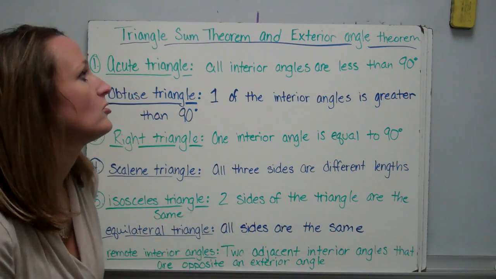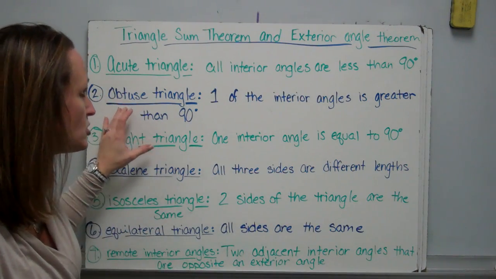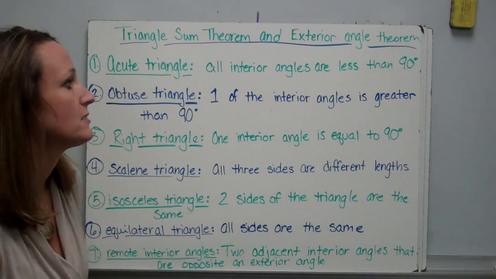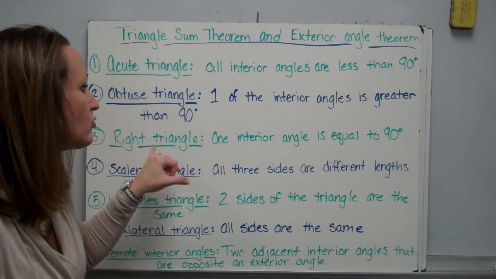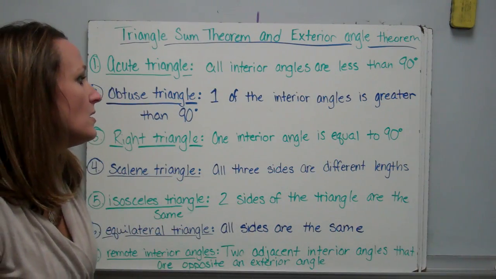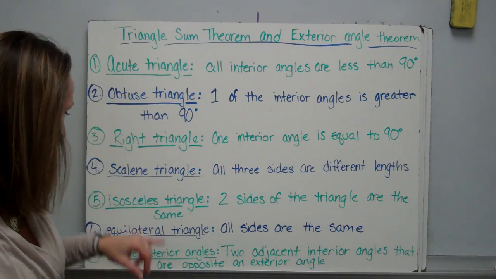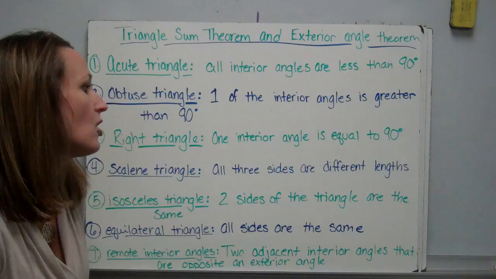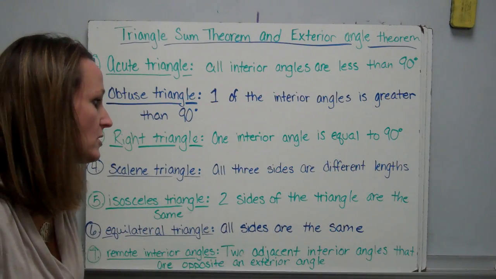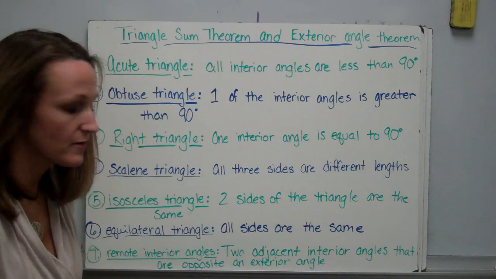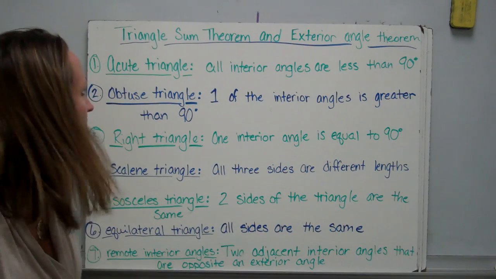An acute triangle means all interior angles are less than 90 degrees. An obtuse triangle means one of the interior angles is greater than 90 degrees. A right triangle means that one interior angle is 90 degrees. Okay? And we have scalene triangles, where all three sides have different lengths. Isosceles triangles, where two sides of the triangle are the same, and then equilateral triangles, where all sides are the same.